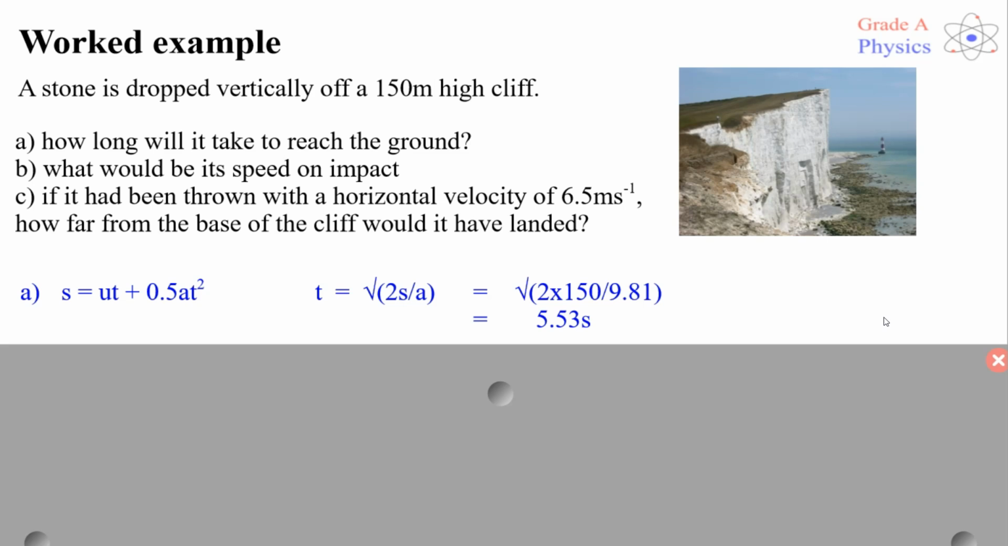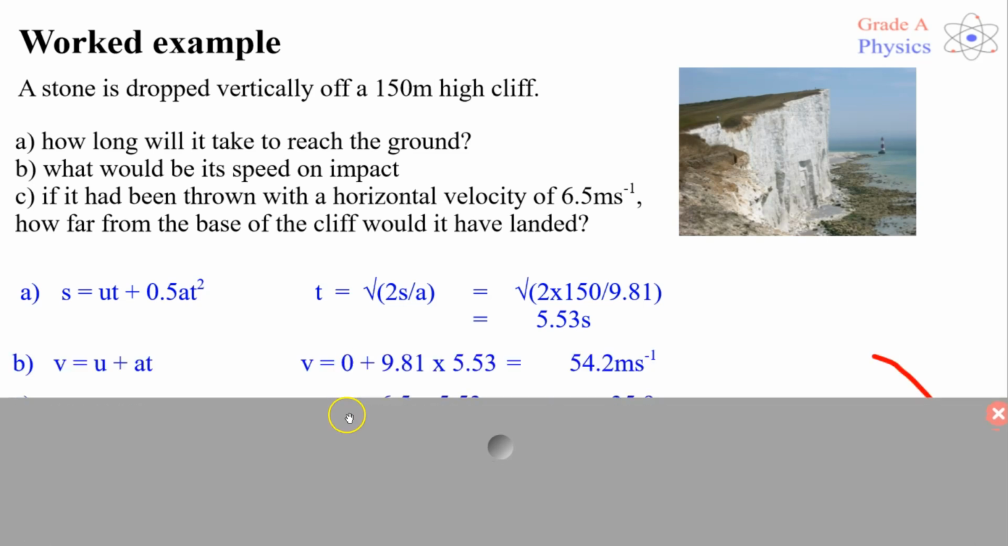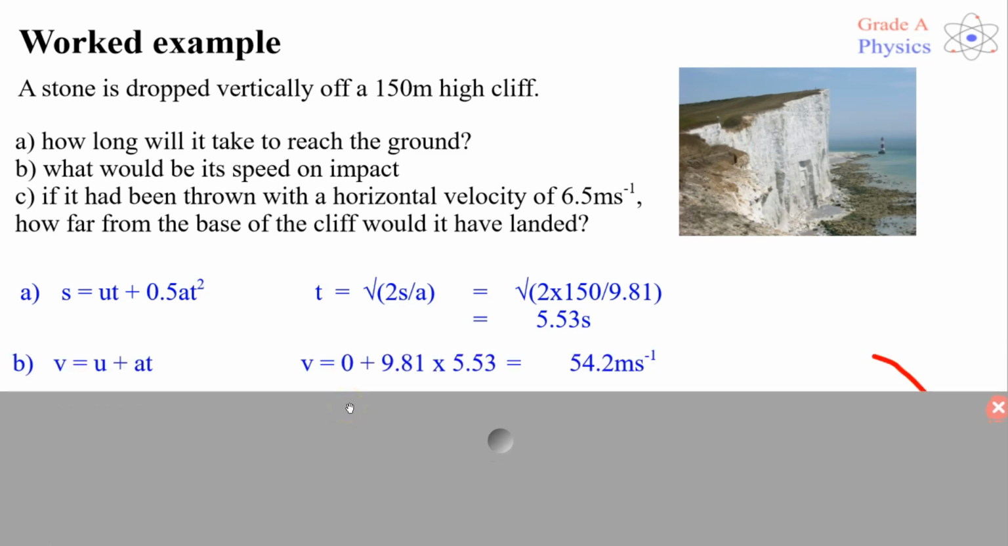That's a long time. So we've got all this time falling vertically. What would be its speed on impact? Again, that's a one-dimensional kinematics problem. We can solve this in a number of ways. I'm going to use V equals U plus AT. Vertically, again, U is 0. A and T, well, we know time. We know A, we can work out the velocity 54.2. Up to this point, we have done nothing new. This is just straightforward, one-dimensional kinematics problems.